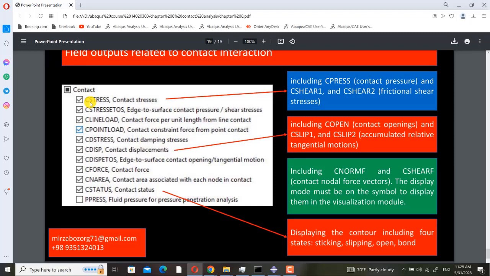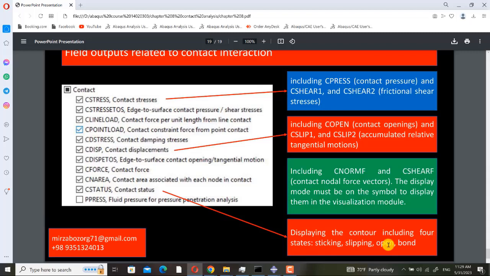C stress includes C press, it is the contact pressure, and C shear 1 and C shear 2. They are frictional shear stresses. Okay, and C status, contact status, displays the contour including 4 states: sticking, slipping, open, bond.